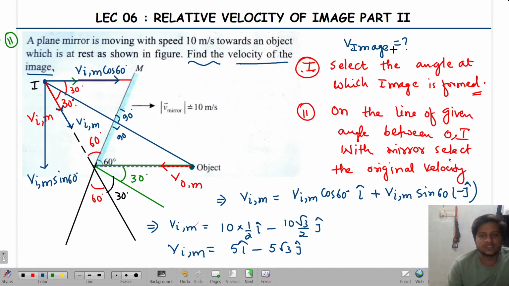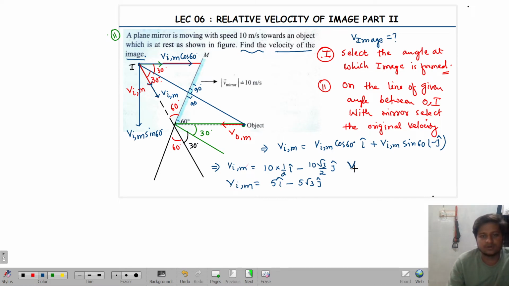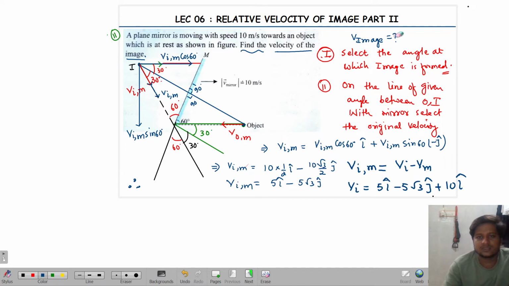But it is actually asking what is the velocity of image. So that answer will be how much? Wait. I'll decrease the size a little bit. What will be the relation over here? Velocity of image with respect to mirror is equal to velocity of image minus velocity of mirror. So velocity of image becomes how much, guys? Velocity of image with respect to mirror you have calculated 5 i cap minus 5 root 3 j cap. What is velocity of mirror? It is equal to 10 i cap. So minus will become plus over here, so 10 i cap. Therefore this velocity of image is nothing but 15 i cap minus 5 root 3 j cap.